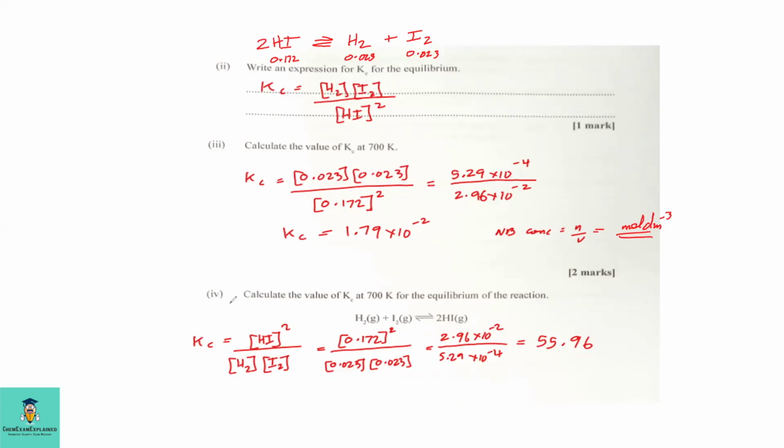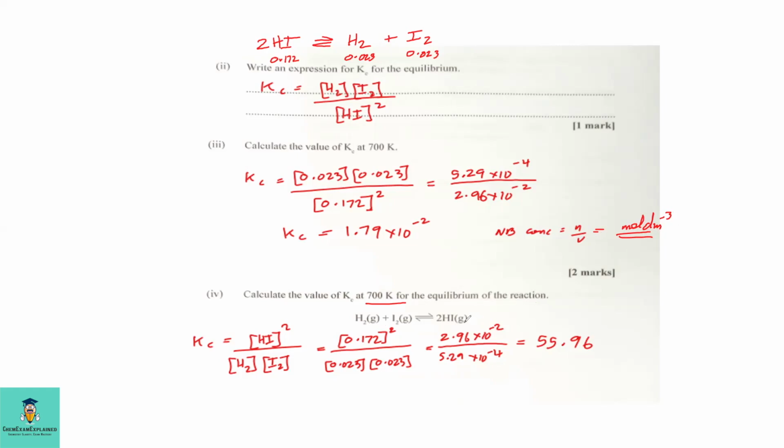Part 4, calculate the value of Kc at 700 Kelvin. Again, notice they are not asking for a different temperature. They're asking for the temperature at which this experiment was carried out. So let's calculate the value for Kc at 700 Kelvin for the equilibrium of the reaction.